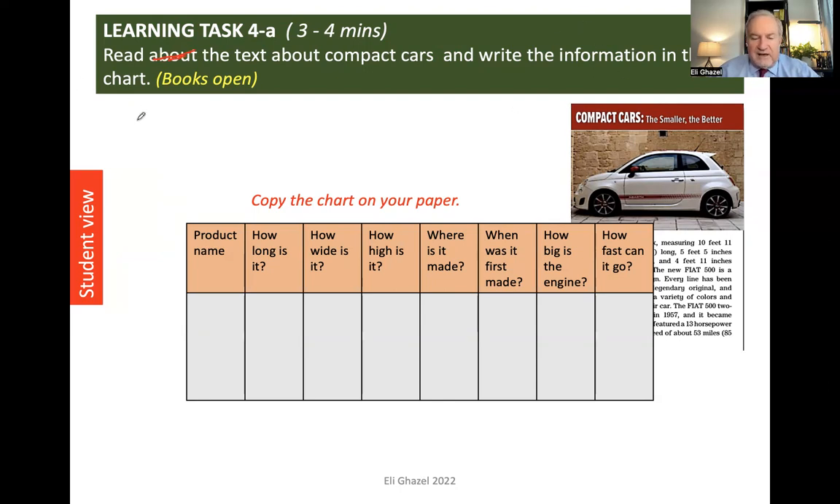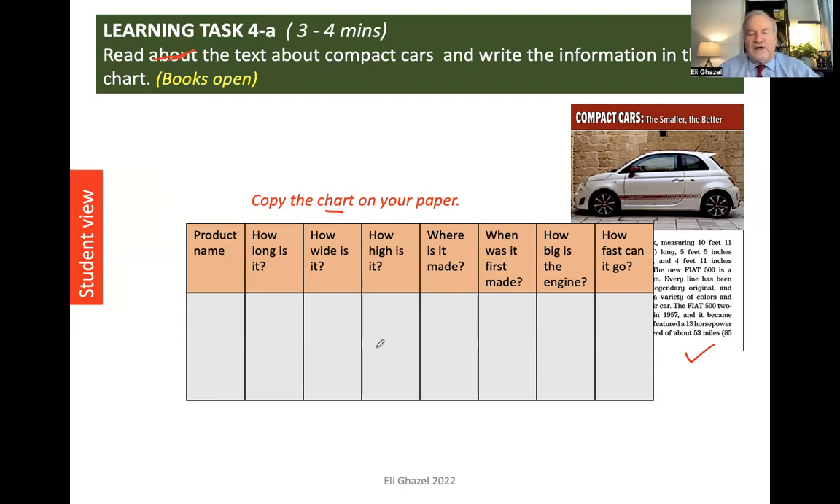They should be working alone. This is not group work. 3 to 4 minutes. We as a teacher can be going around and checking to see how they're doing. There is a special chart for every single activity here. The product name, how long is it, how wide is it, how high is it, where is it made, when was it made, how big is the engine, how fast it can go. All that information will come from this text.